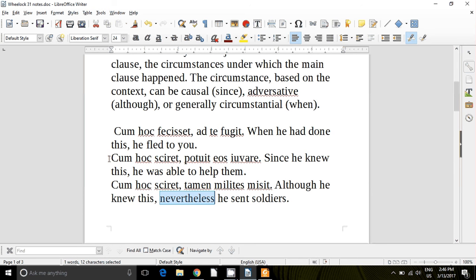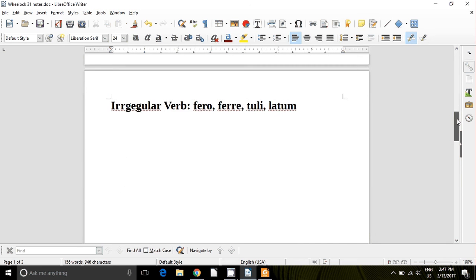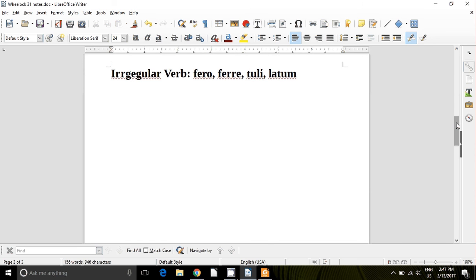A whole lot of the time in the reading that we're going to be doing, cum is going to mean since, and a whole lot of the time it's going to mean when. But it can certainly also mean although. So that seems very confusing to us in English because it's all the same word and we think of these as very separate ideas. But in Latin, they were just less specific with it, and they let the overall context determine what the meaning was. So, no new forms there.